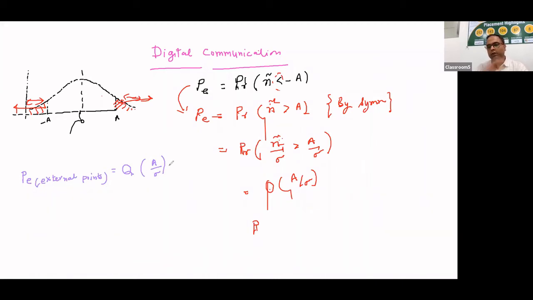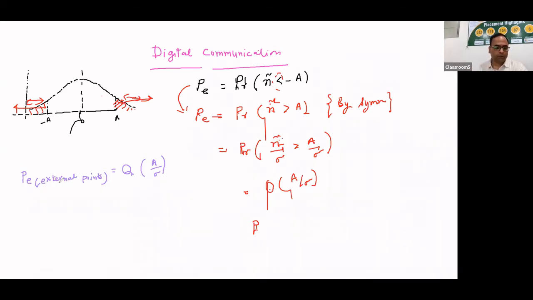Now we have to find out the net probability of error for PAM, right? The question is that we have to find out the probability of error for PAM. We have divided that whole calculation into two parts. In the first part, we have calculated the probability of error for internal points. In the second part, we have calculated the probability of error for external points. And now we have to combine both these things to get the probability of error for PAM, right?